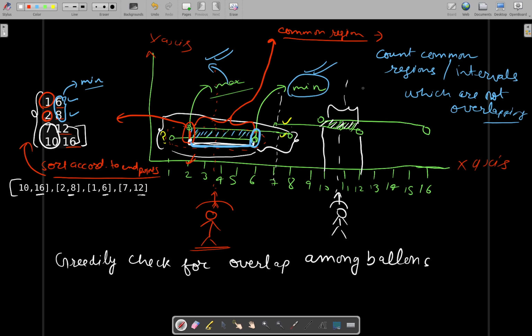So let's see how we can do this programmatically. This part was clear, I guess. You should be sorting according to the endpoints, okay, in increasing order.